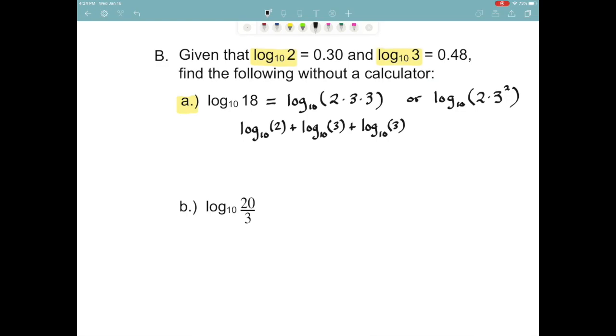Now using my product property, I can take this log base 10 of 2 times 3 times 3, and rewrite it by expanding it out. I could say that this is the same as log base 10 of 2, and since I'm multiplying, I want to say plus log base 10 of 3 plus log base 10 of 3. Now you'll see those expressions listed above. We can substitute the values in. Log base 10 of 2 is 0.30 plus log base 10 of 3 is 0.48, and we'll have 2 of those. All that we need to do now is add those 3 expressions together, and we should end up with about 1.26, I believe.